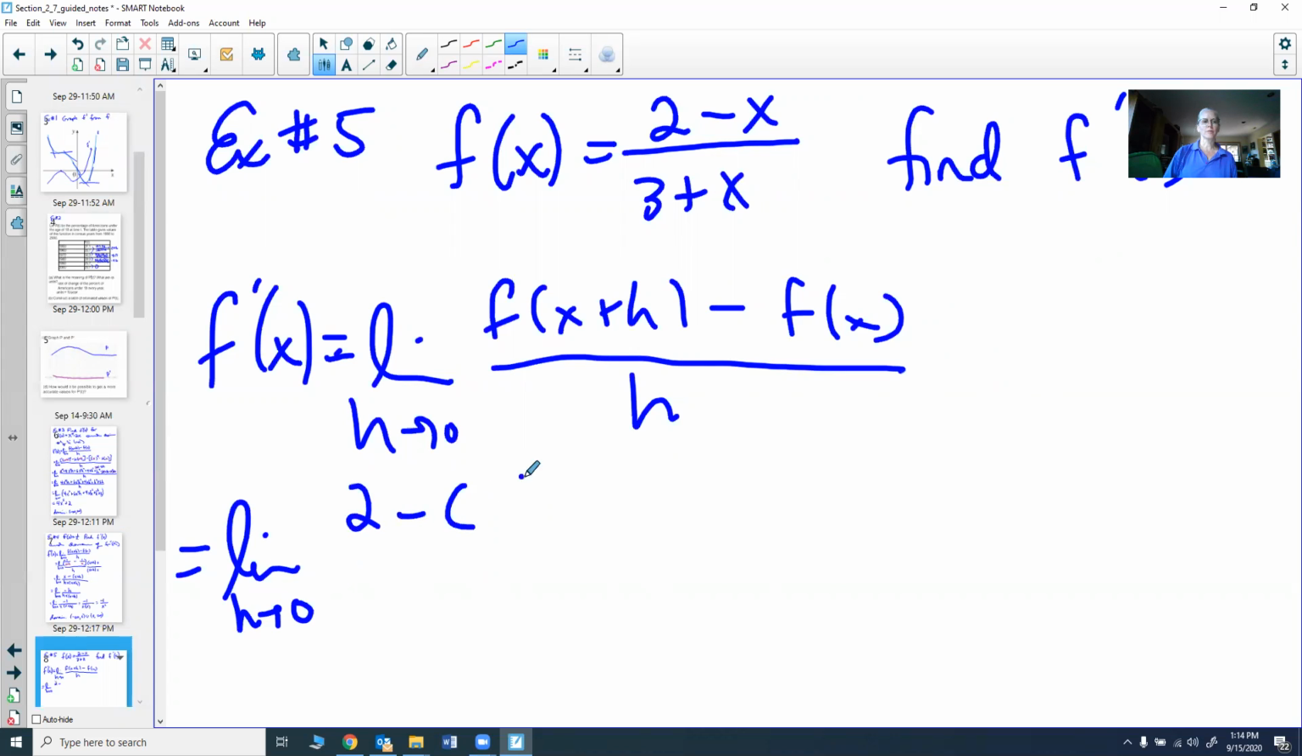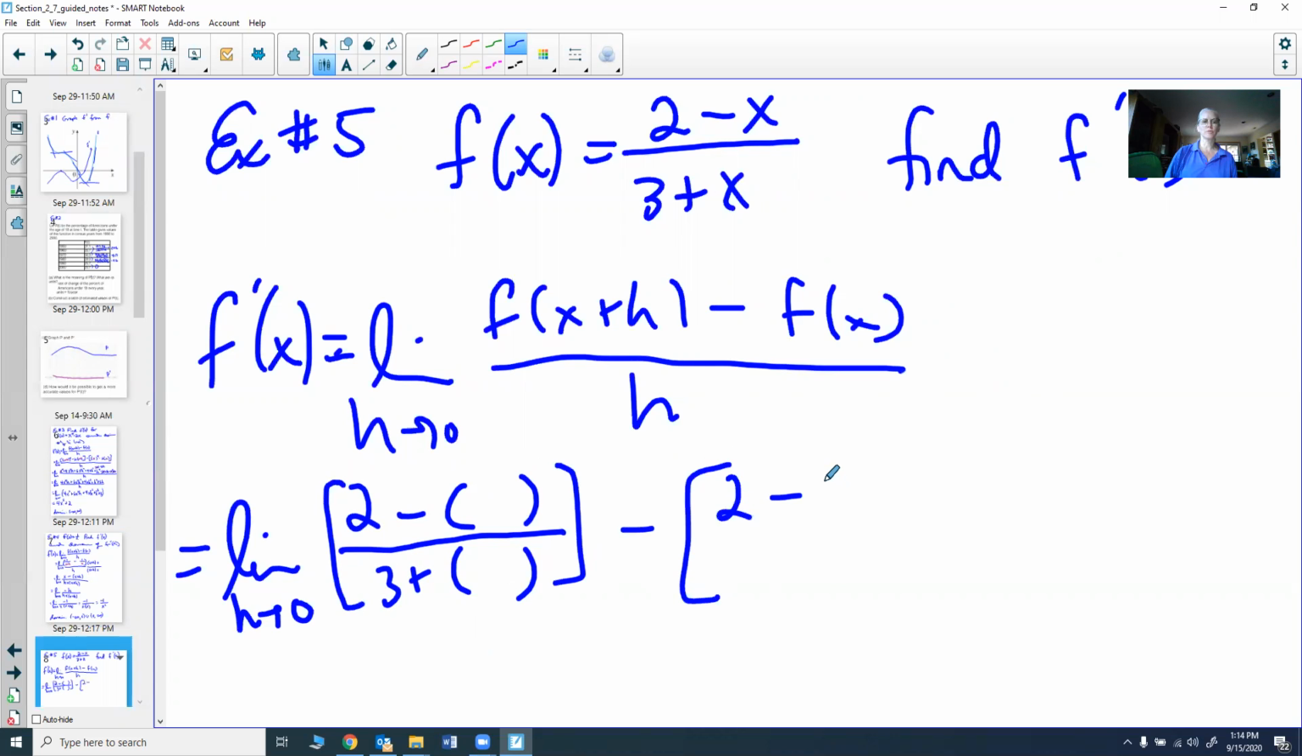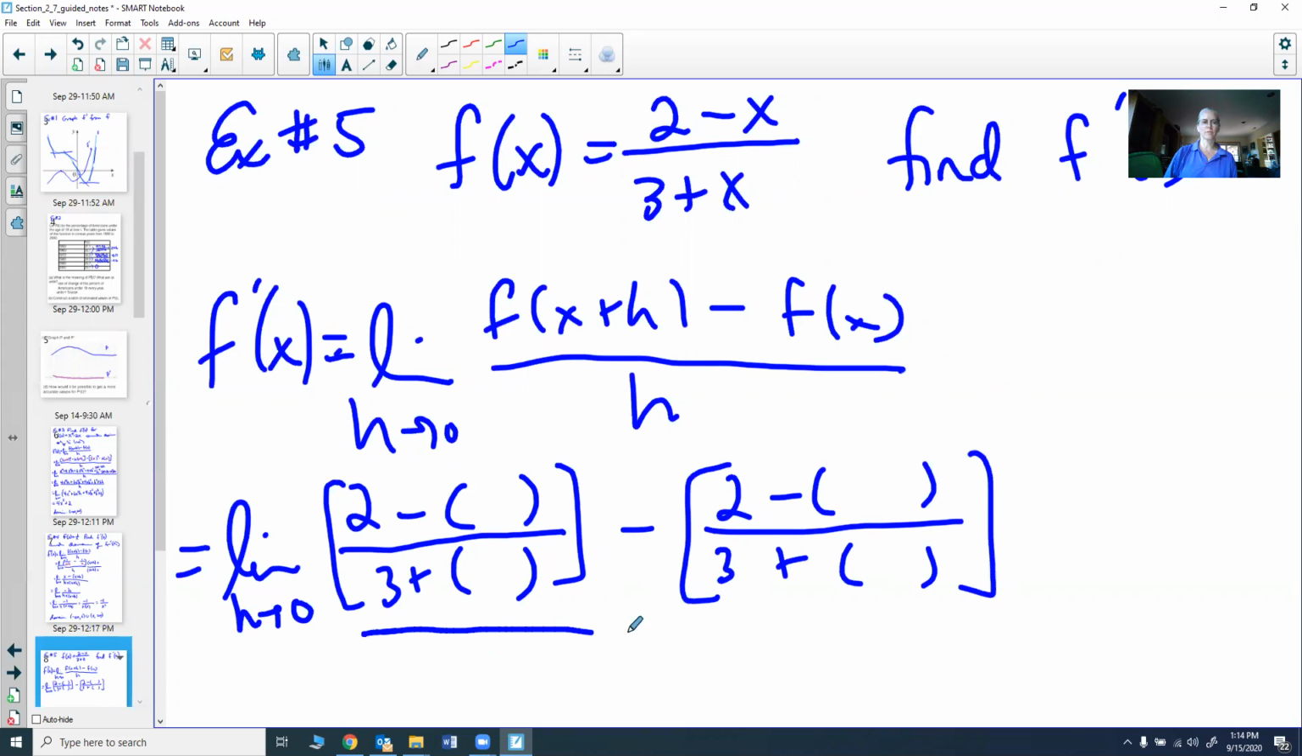I have 2 minus something over 3 plus something. That's my function. And then I have that same function again, 2 minus something over 3 plus something, all over h. In the first something, it's x plus h. In the second something, it's just x.